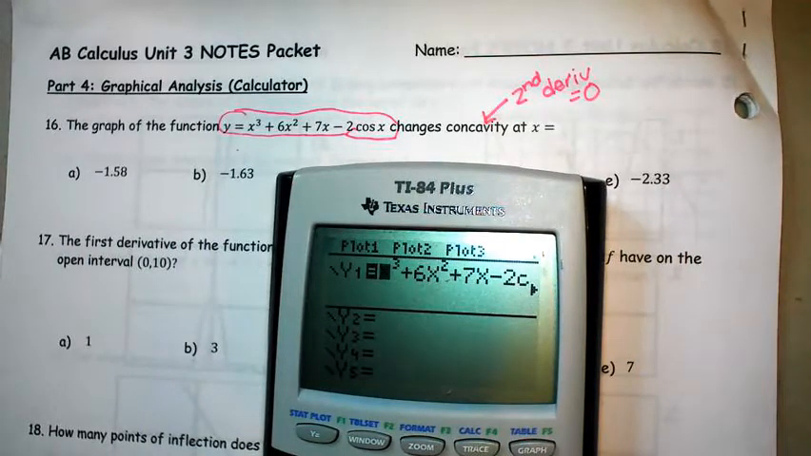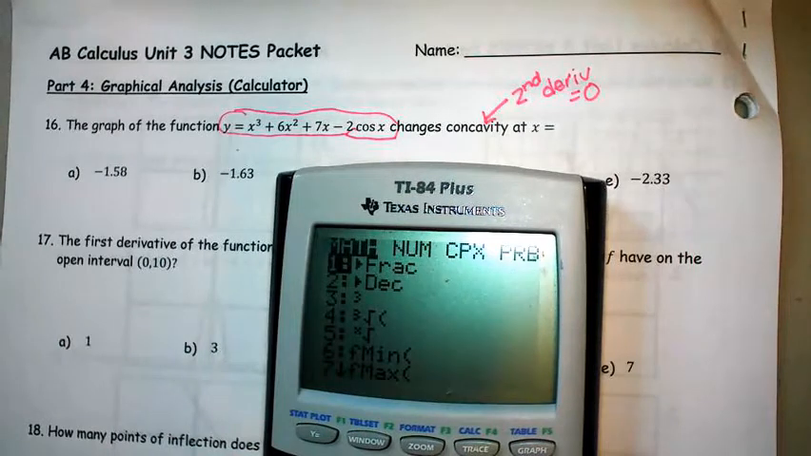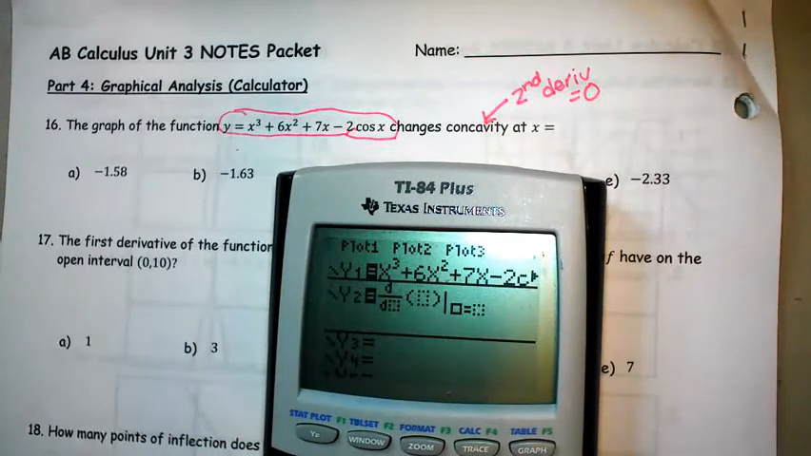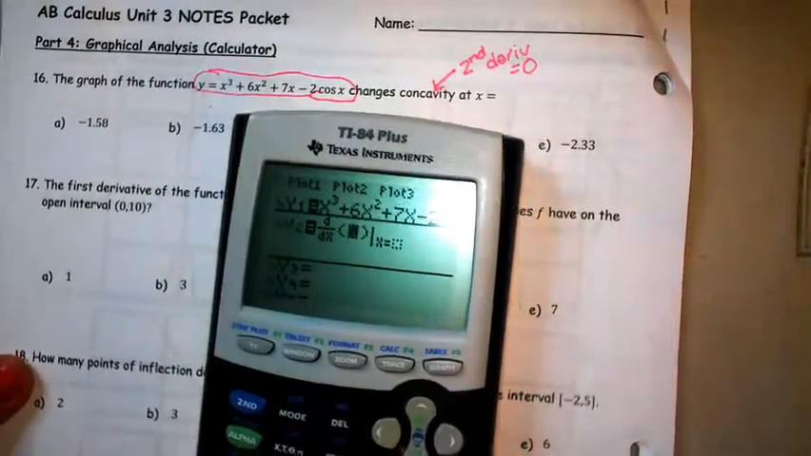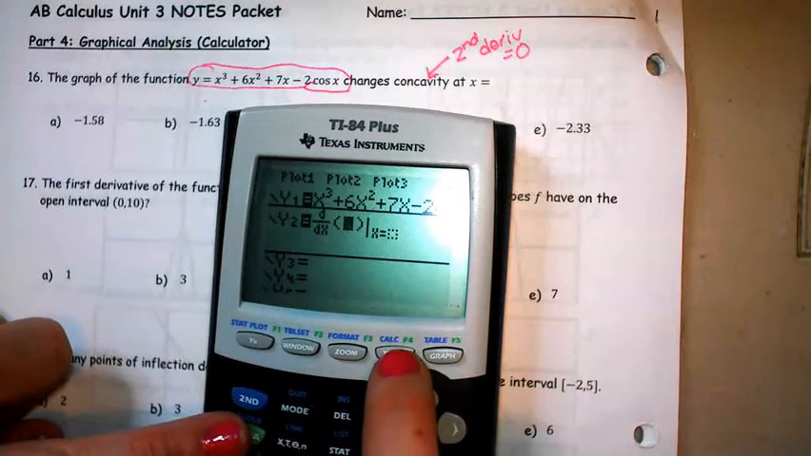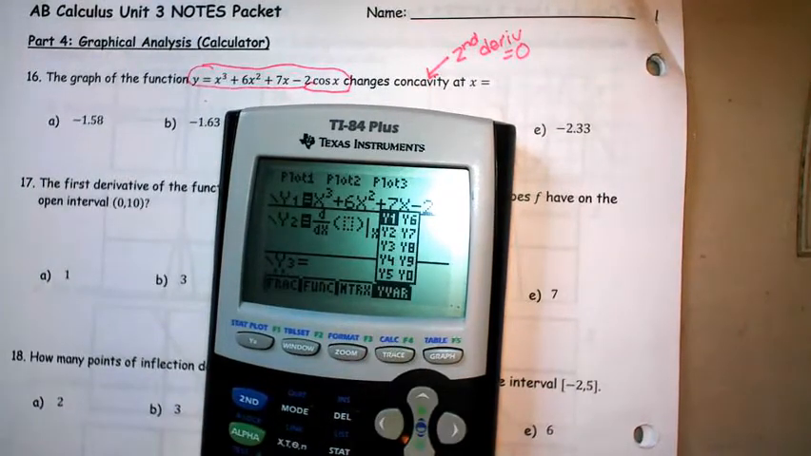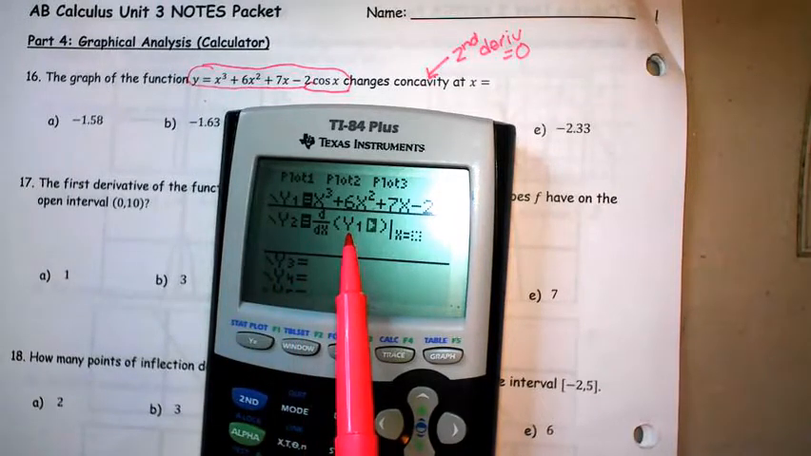So I'm going to ask the calculator to graph my second derivative. So into y1, I've put my original function. Down in y2, I'm going to ask it to take the derivative. I press math number 8, d dx. And then right here, we want to get y1. So where I get y1 on my calculator is green alpha trace. So green alpha trace, I get a pop-up menu and you should see y1. You're asking the calculator to take the derivative of y1.